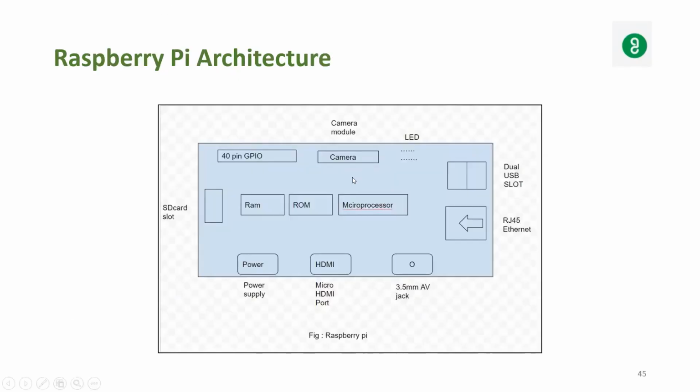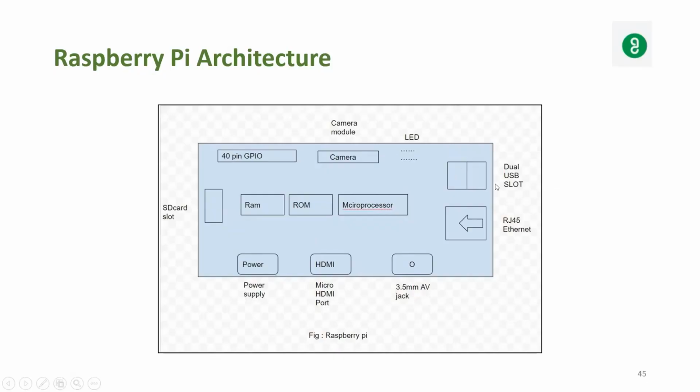The Raspberry Pi architecture itself contains all of this. Just see, it has a microprocessor. It has read-only memory and random access memory. It has a slot for SD card. It has a power supply, and it needs to be connected with power supply. It has an HDMI port, and it has a jack. It can be connected to Ethernet.